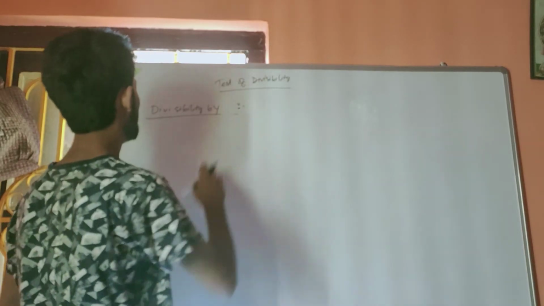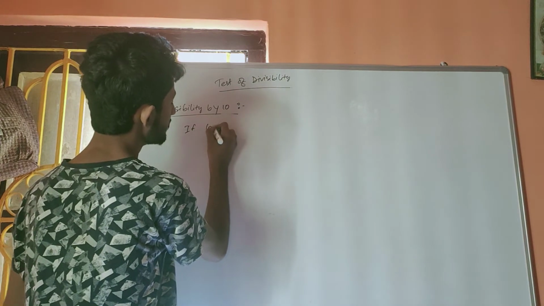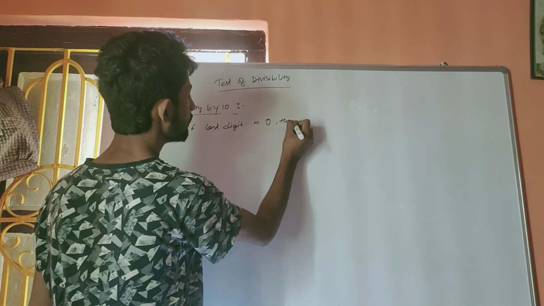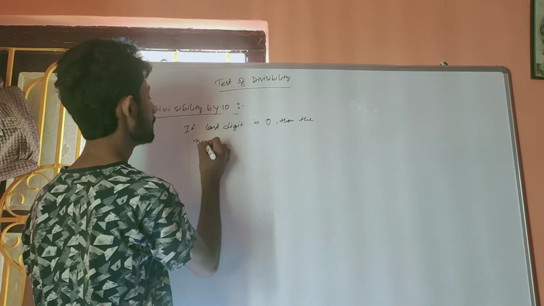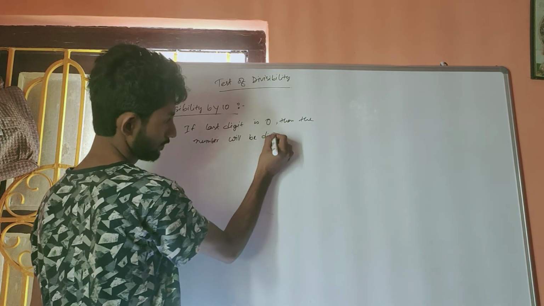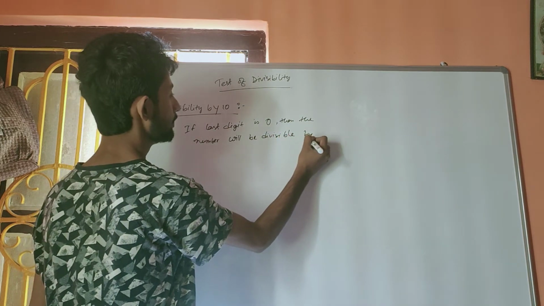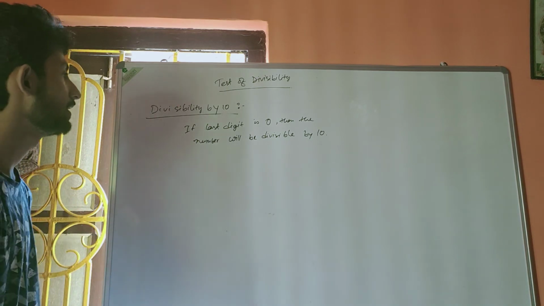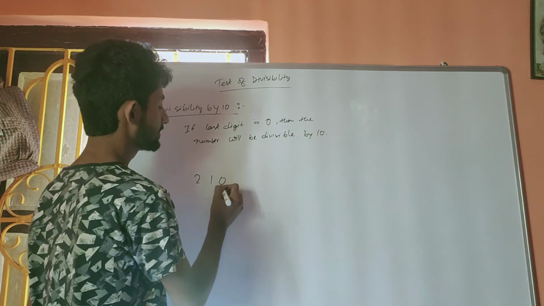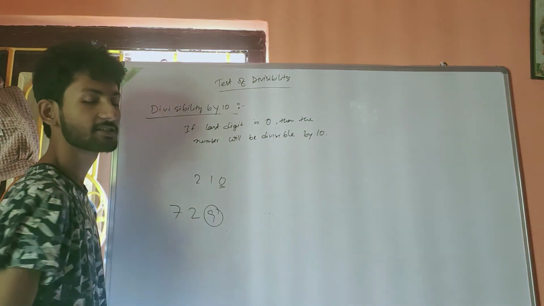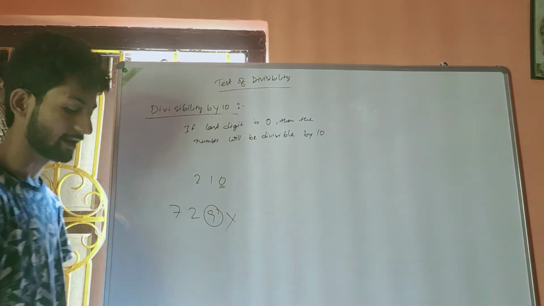Now we'll check for 10. In that case, if the last digit is 0, then the number will be divisible by 10. Suppose 210. Last digit is 0, so it is divisible by 10. Suppose there is 729. Last digit is 9, so it is not divisible by 10.